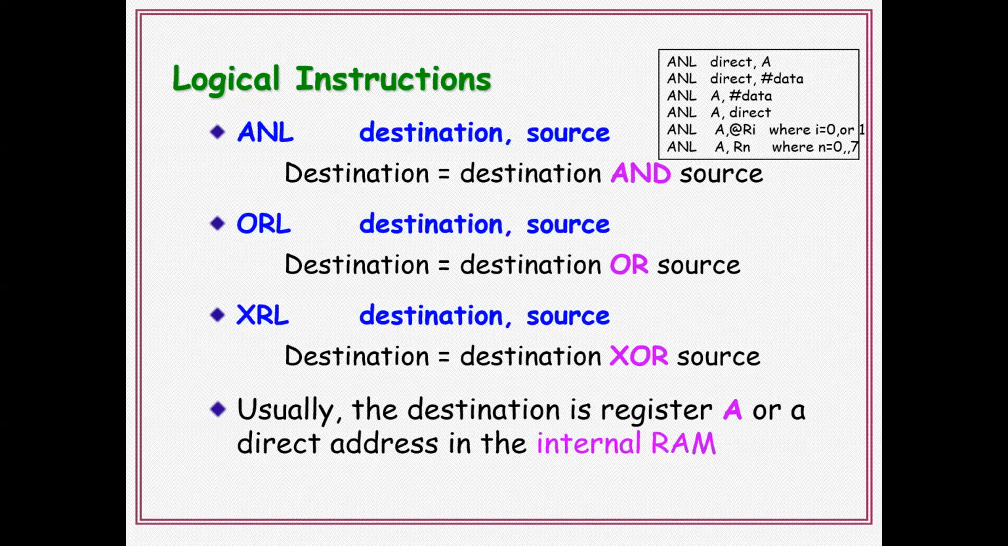So the formats supported by this are: direct, accumulator; direct address, immediate data; accumulator, immediate data; accumulator, direct data; accumulator, @Ri register indirect; accumulator, register. These are the formats supported by the logical operations.